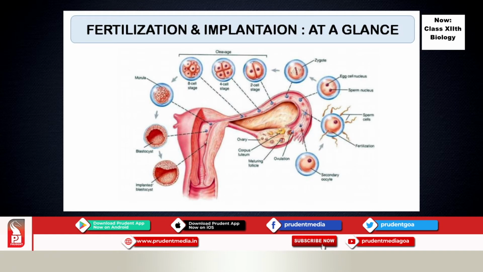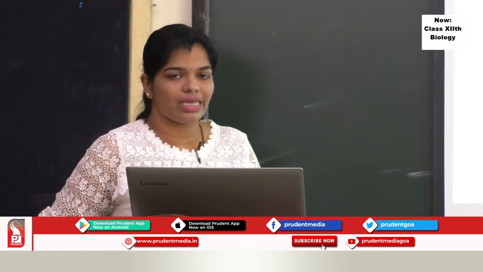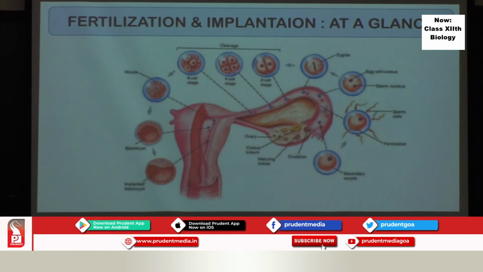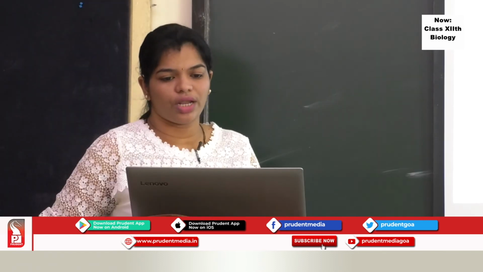At a glance, for fertilization and implantation, you have ovulation taking place in the ovary. The secondary oocyte is released. It will move towards the ampullary isthmic junction and meets the sperm. Fertilization takes place and forms the zygote. The zygote is a diploid structure which undergoes cleavage from 2 cells to 4 cells, 4 to 8 cells. It forms a 16-cell morula. From the morula it forms the blastocyst, where the blastomeres arrange in the outer layer, and the inner is the inner cell mass. The outer layer is called the trophoblast, and this blastocyst will now get implanted in the walls of the uterus. So the implantation has taken place.